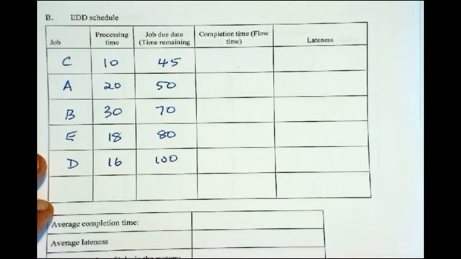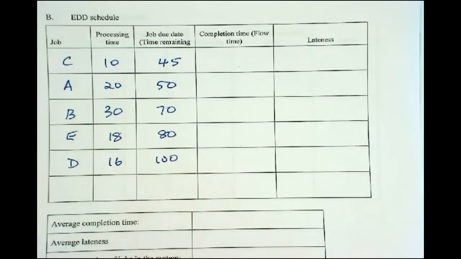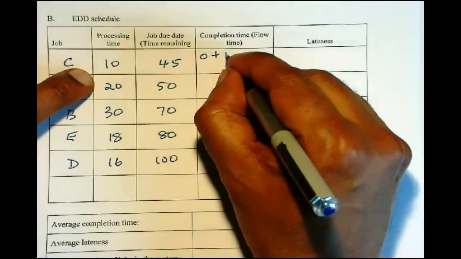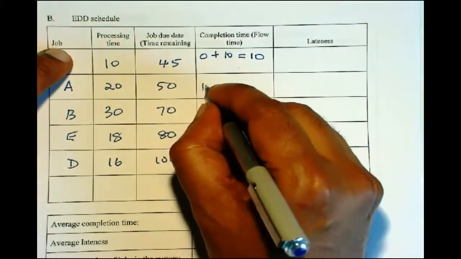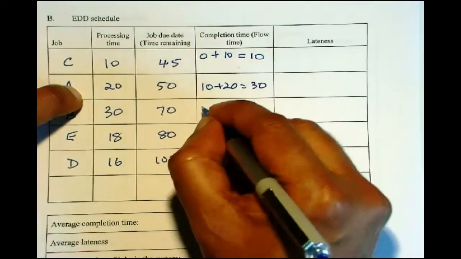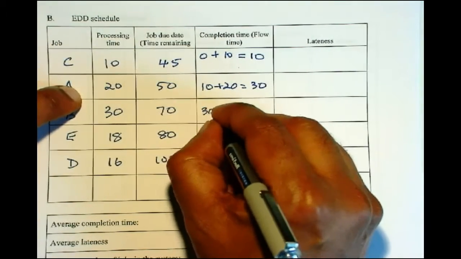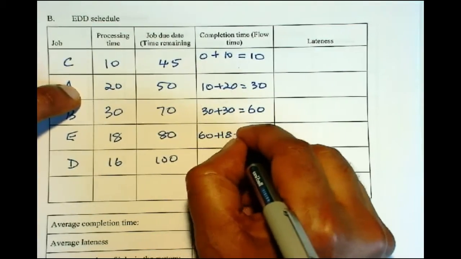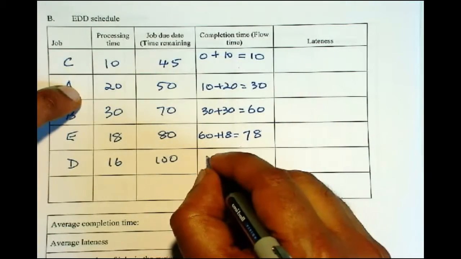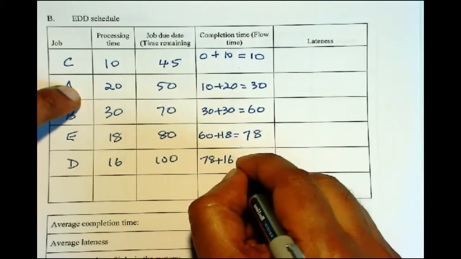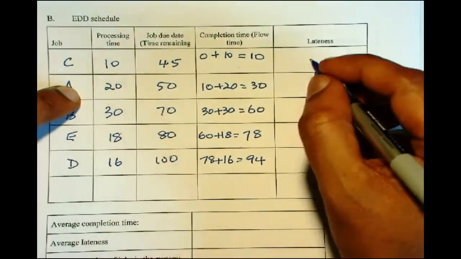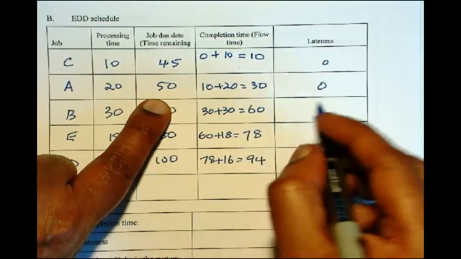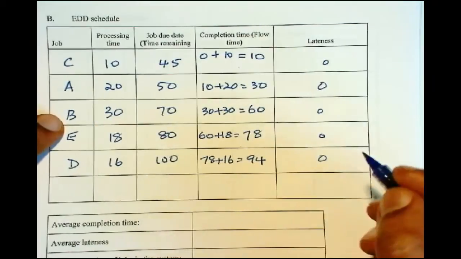So arrange the jobs in the correct order. Then find the completion time. 0 plus 10 equals 10, 10 plus 20 equals 30, 30 plus 30 equals 60, 60 plus 18 equals 78, then 78 plus 16 equals 94. And the lateness here is 0, so 0, 0, 0, and 0.